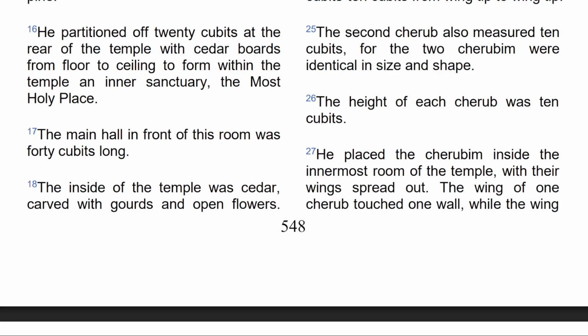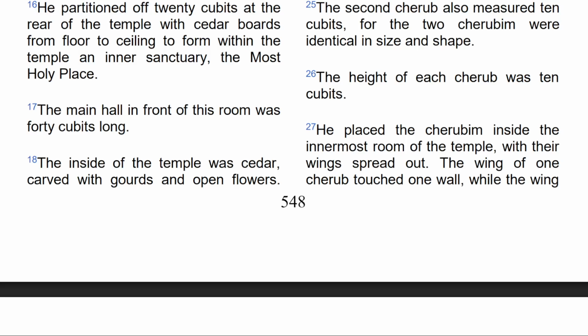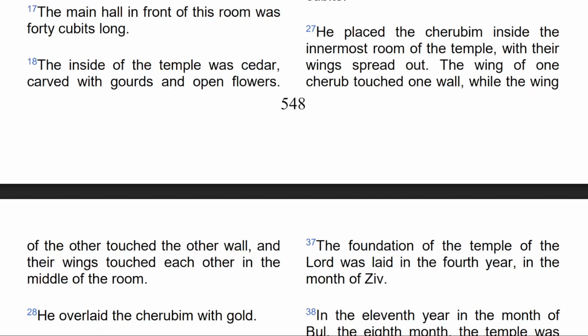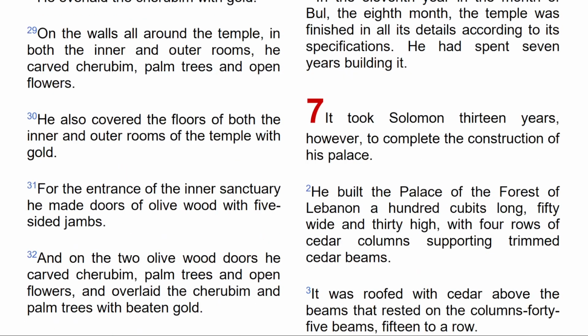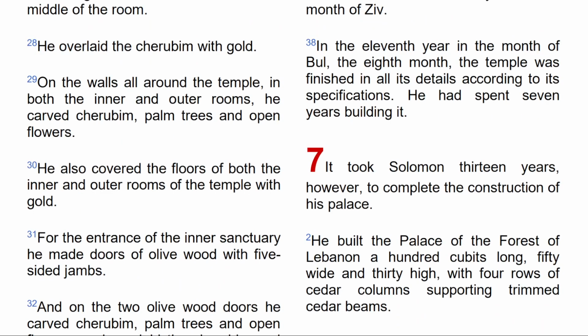He placed the cherubim inside the innermost room of the temple with their wings spread out. The wing of one cherub touched one wall, while the wing of the other touched the other wall, and their wings touched each other in the middle of the room. He overlaid the cherubim with gold.